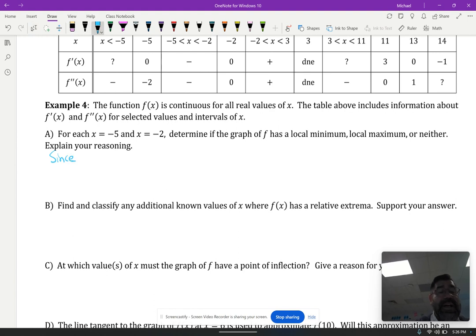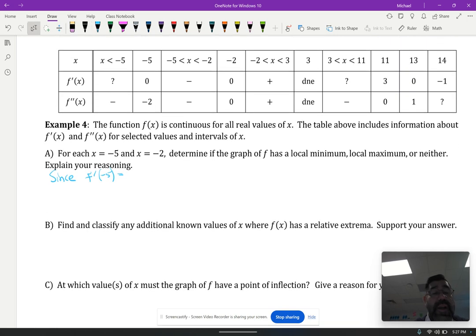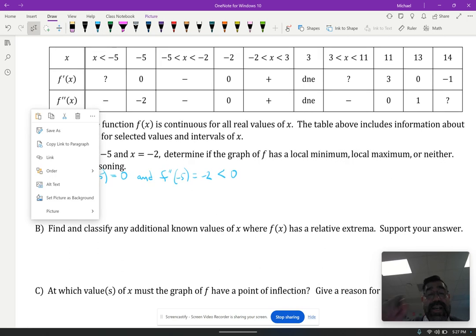Let's start writing out the sentence. Since f prime of negative 5 equals 0, I have a critical point at negative 5. And f double prime at negative 5, the second derivative value, is negative 2. That's less than 0, which means it's negative. If the second derivative is negative, that means it's concave down.